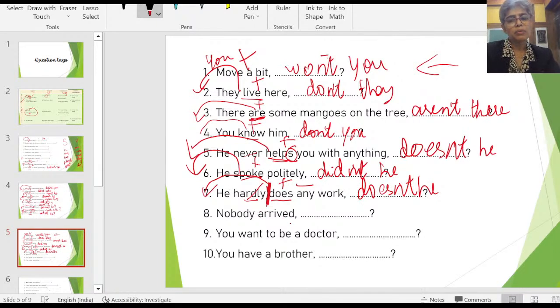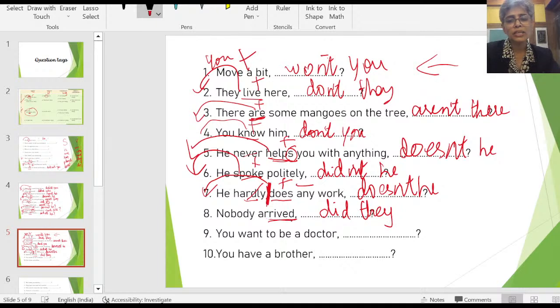Okay, nobody arrived. Now again, this is an aberration. So arrived tells us that this is a simple past tense. So we will say did. Now nobody arrived. Nobody arrived. Did they?